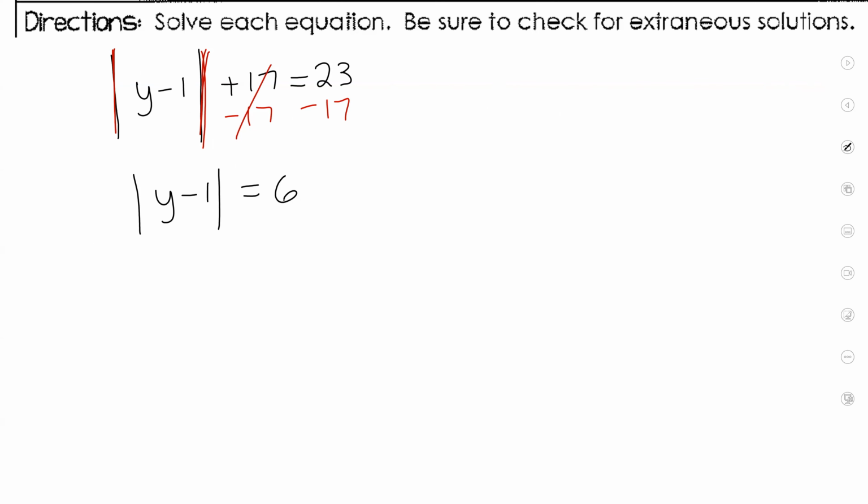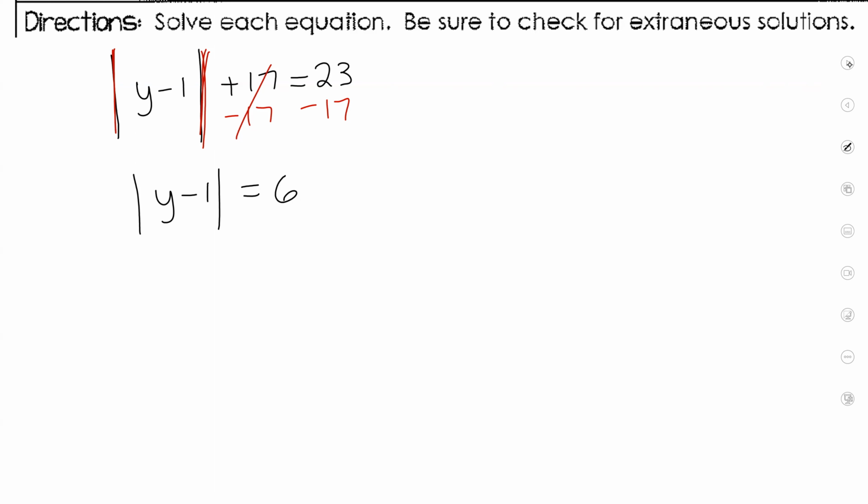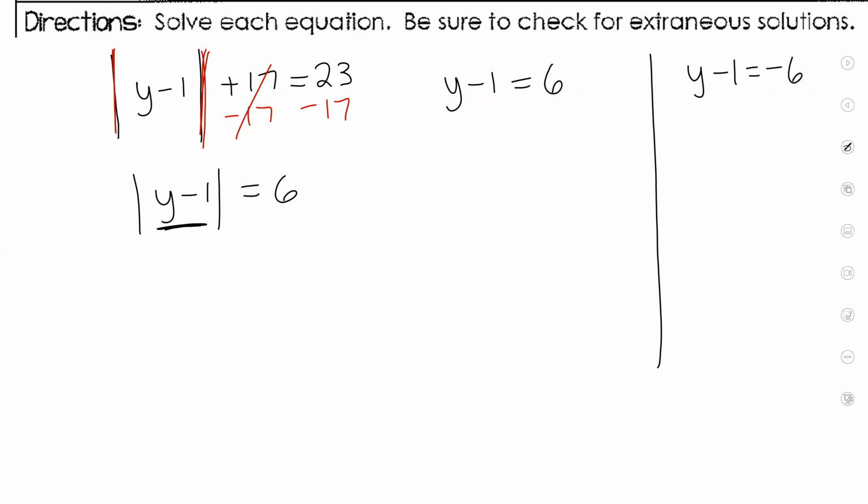Now you see how the absolute value symbol is by itself? That's step 1. Let's go back and see what step 2 was. Now that we isolated it, step 2 is to create 2 cases. You're going to set the inside, the stuff on the inside, equal to both the positive and negative value. So I'm going to set this stuff in here to the positive value, 6. And my second case, I'm going to set it to -6. You don't need the absolute value bars anymore. We're setting up 2 cases.